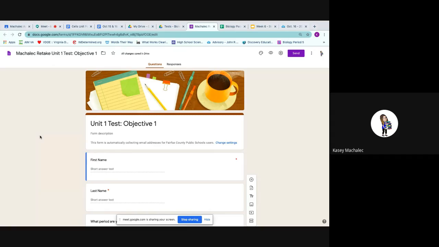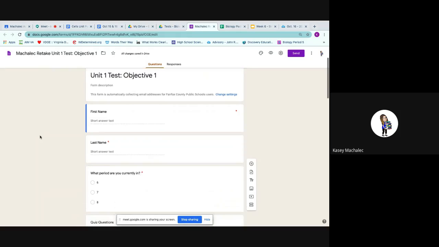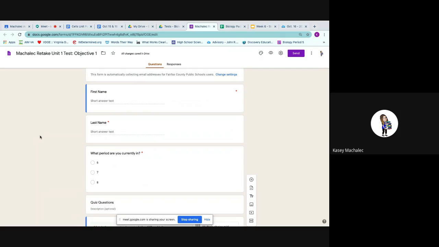So this is the retake for the Unit 1 test, Objective 1 on HOGRACER. On your Google form, go ahead and fill in your first name, your last name, and what period you have biology.